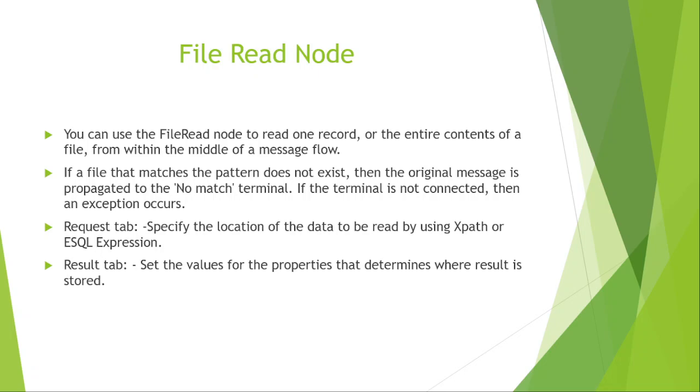So the file read node is pretty much similar to the MQ get, where we take the message from the queue with the help of MQ get in the middle of the flow. Here we take the file with the help of the file read node in the middle of the flow. You can use the file read node to read one record or the entire content of the file from within the middle of the message flow. So mostly this file read node is used in the middle of the flow.